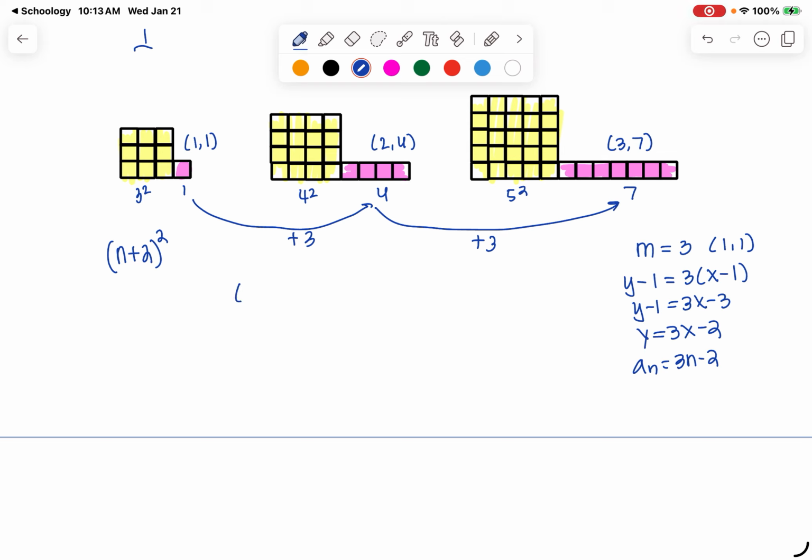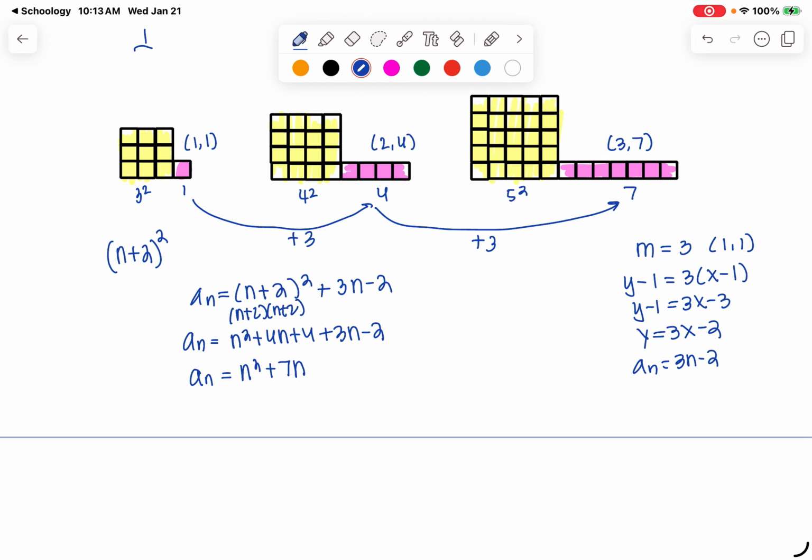So to write my equation, I'm going to take my yellow equation and add my pink equation, and then make that one big equation. So I'm going to expand, and this is a sub n equals n plus 2 quantity squared, which is n plus 2 times n plus 2. So I'm going to FOIL that, and I get n squared plus 4n plus 4, and then plus 3n minus 2, and then combine like terms. A sub n is equal to n squared plus 7n plus 2. And there's my equation.